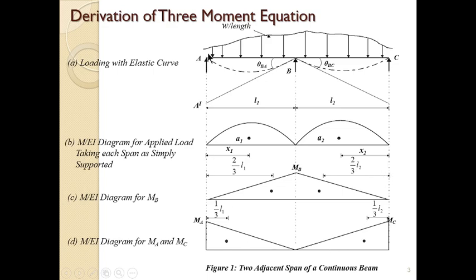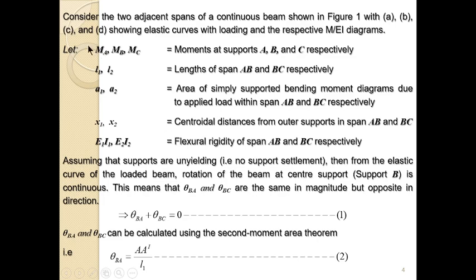Now for the end moment at support A, MA, it is maximum here, and it varies to support B where it is 0. The same thing happens here at MC. If you take the centroid of the triangle, the distance from this centroid to the external support is 1 over 3 L1, from simple geometry. This one is 1 over 3 L2. This is where the parameters are defined.